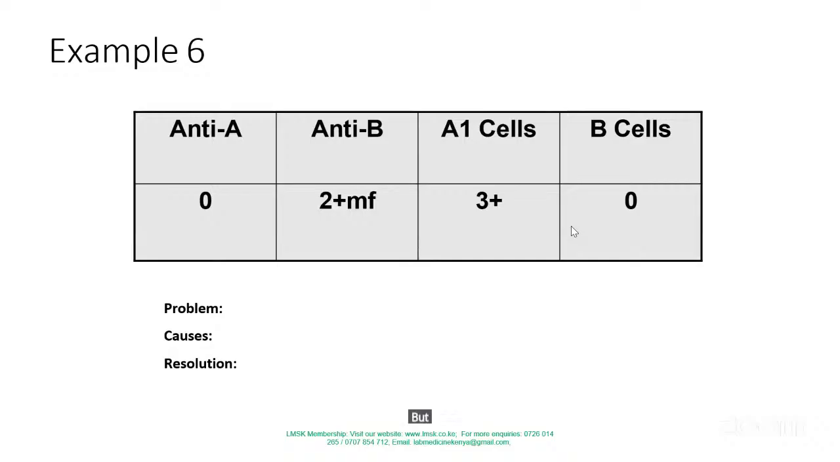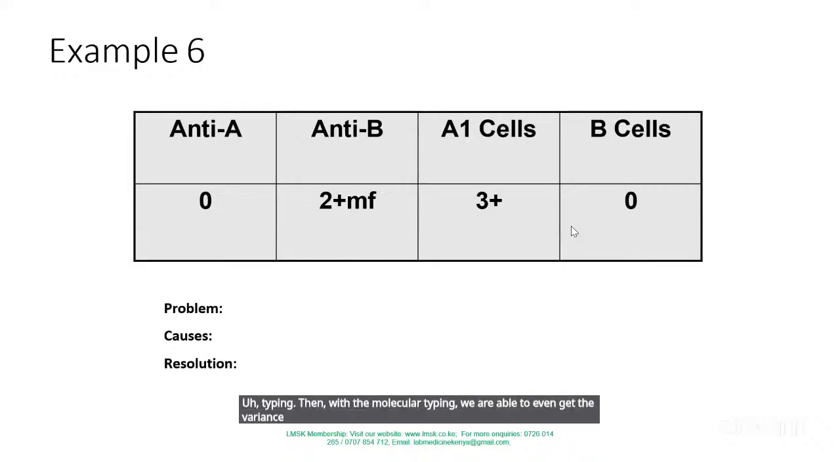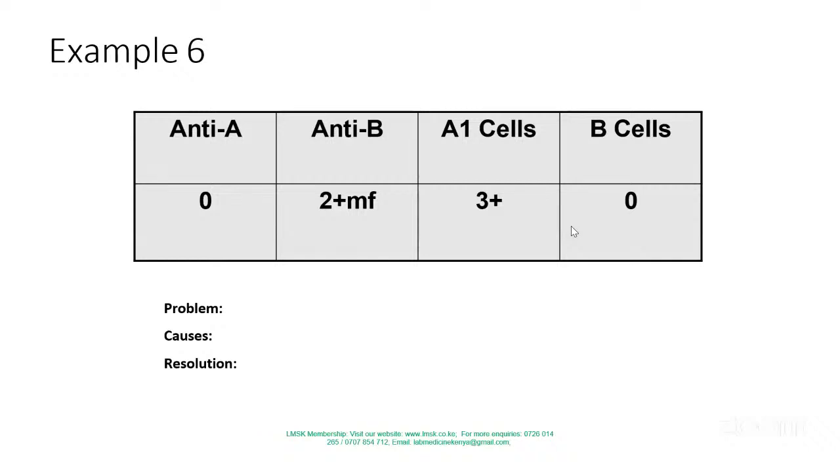But now we also have partial D. Partial D is where some epitopes are missing, so that you can only identify through molecular typing. With molecular typing, we are able to even get the variants of weak D we are dealing with. So MF there stands for mixed field.